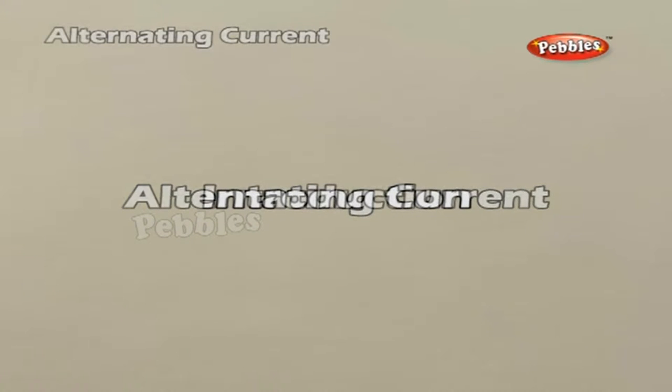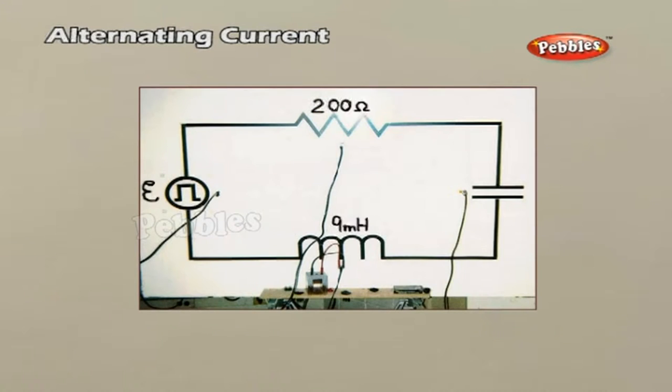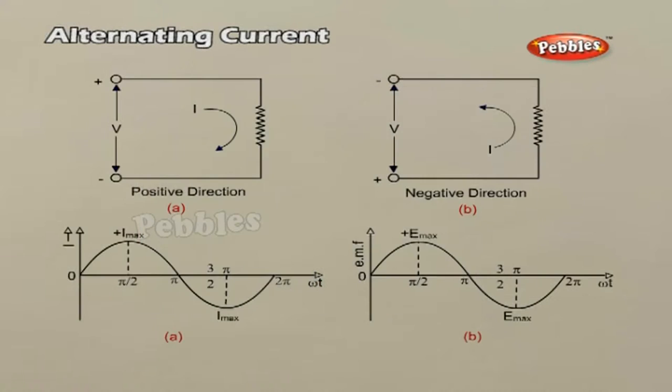Alternating current. Introduction. A current which flows first in one direction in a circuit, called the positive direction, then in the reverse or negative direction, as shown in the figure, is called an alternating current. The figure shows the AC, which is a cycle repeated continuously and has an average value of 0 over a period of time T. The current changes its direction every T by 2 seconds.